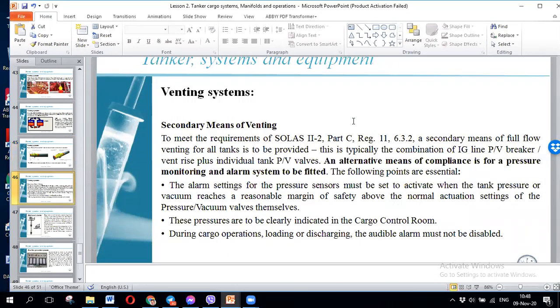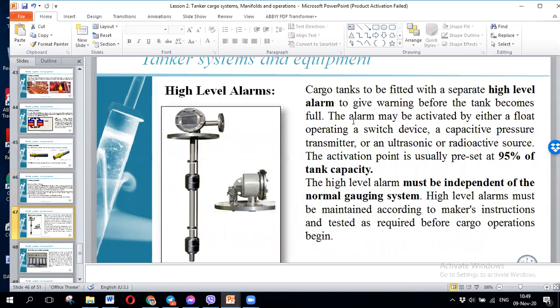So we have two types of venting control system. The first is the PV breaker and the secondary means is the PV valve. First of all, you have to check by controlling the pressure inside the tank by the remote sensors. But if not, you have secondary means. So your last defense against explosion is your PV valves.